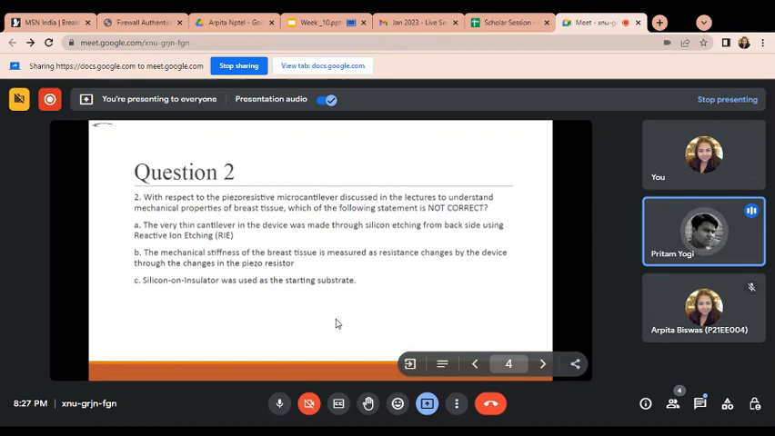They use a thin chemical etching process for that. No, reactive ion etching. The thin cantilever in the device was made through silicon etching from the backside using reactive ion etching. From the backside, where can we use wet chemical etching, no?